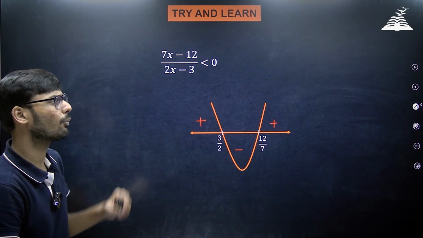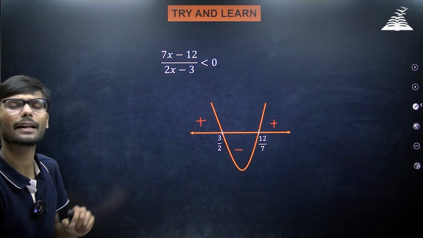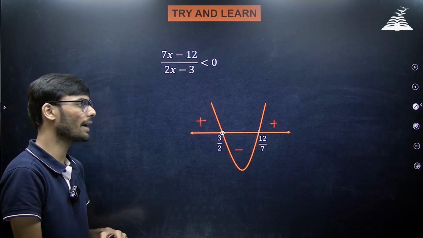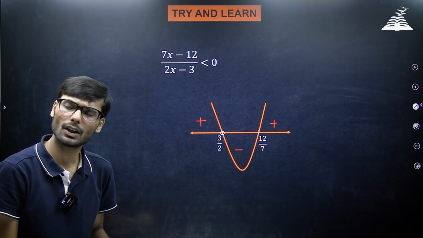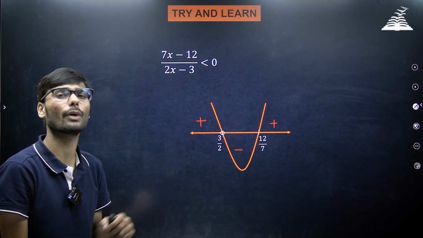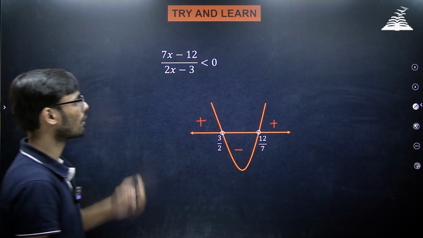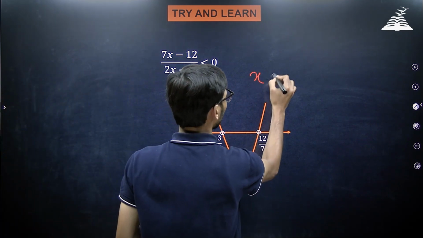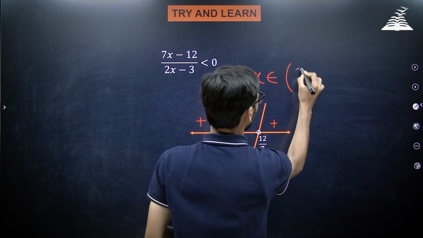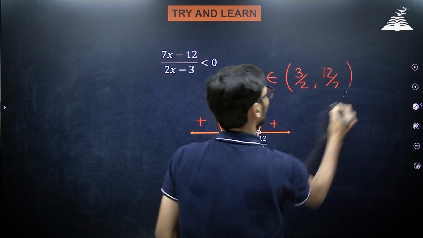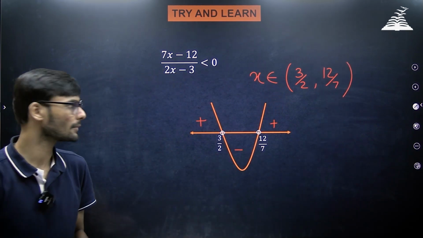What about the endpoints? 12 by 7 and 3 by 2. Both of these will not be included in our answer. Why? Because we don't want it to be equal to 0. This is a strict inequality. So hollow dots at both these points. What will be the answer? Our answer will be x belongs to 3 by 2 to 12 by 7. That will be the answer, right?